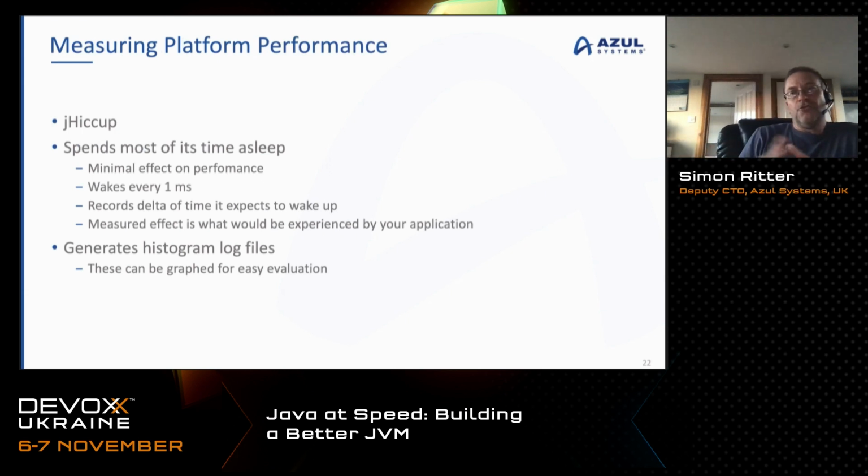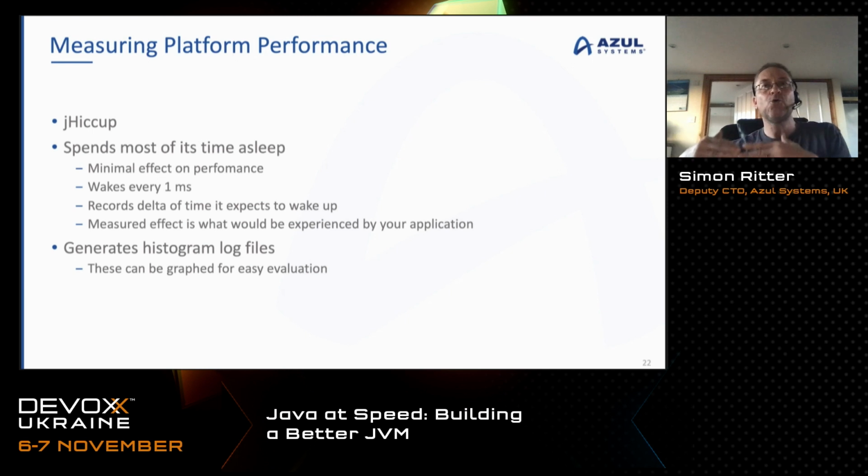How can I show that this actually works? Well, what we've done is create this little open source tool called JHiccup. And JHiccup is designed to measure the latency associated with the JVM and everything below it, operating system, hardware, and so on. It's not measuring the latency of how quickly your application code can process a transaction.